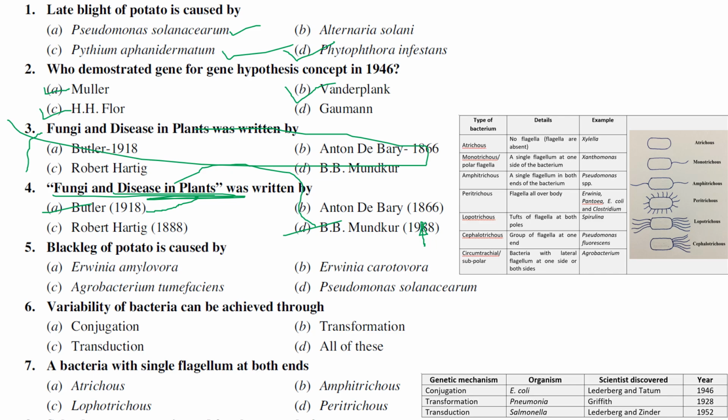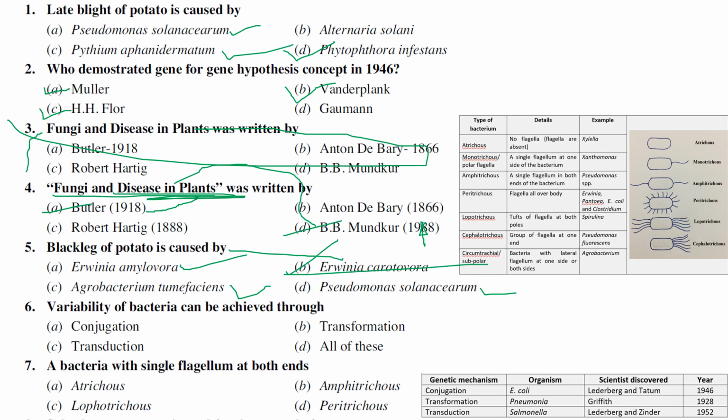And black leg of potato is generally caused by, actually this black leg of potato is caused by fungi. Generally Phoma lingam is also, in many cases, reported to be involved in the black leg of potato, but since in the options they have given only bacterial pathogens: Erwinia amylovora generally causes soft rots, Agrobacterium tumefaciens generally causes galls, Pseudomonas solanacearum bacterial wilts, and then Erwinia carotovora. This Erwinia carotovora also causes soft rot and is also responsible for this black leg of potato. So the answer is Erwinia carotovora.